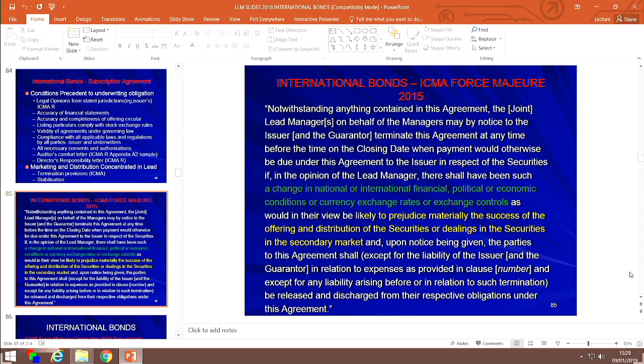Well, we're going to have one on March 29th, I guess, or when the Prime Minister is flung out. So there will be a change of some sort, which will easily fall within the ICMA force majeure clause.